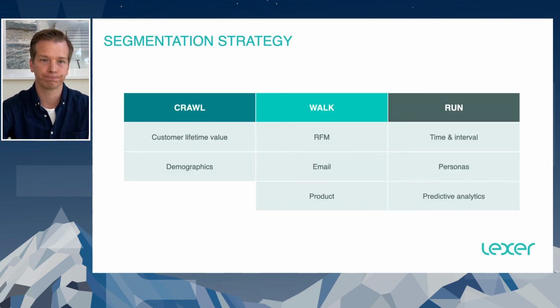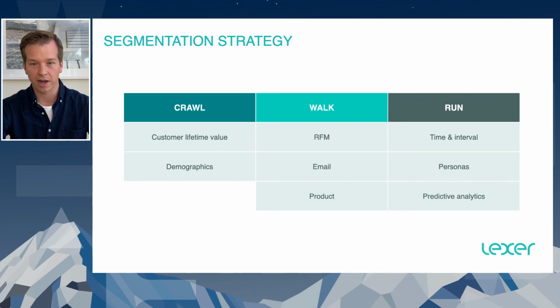So when it comes to segmentation for your existing customers, there's a lot of stuff you can do in the crawl area around customer value and demographics. So you can focus there. It's a really good place to start. As you get into the walk, we recommend recency, frequency and monetary value-based segmentation. Look at email addressability and then look at products. And again, there's a lot you can do in that walk category with those 3 areas of segmentation.